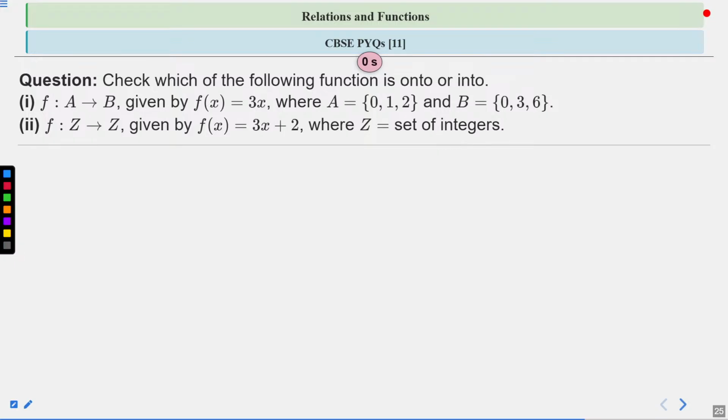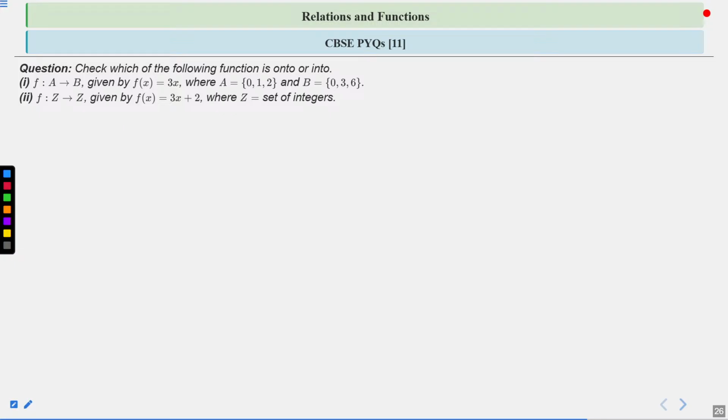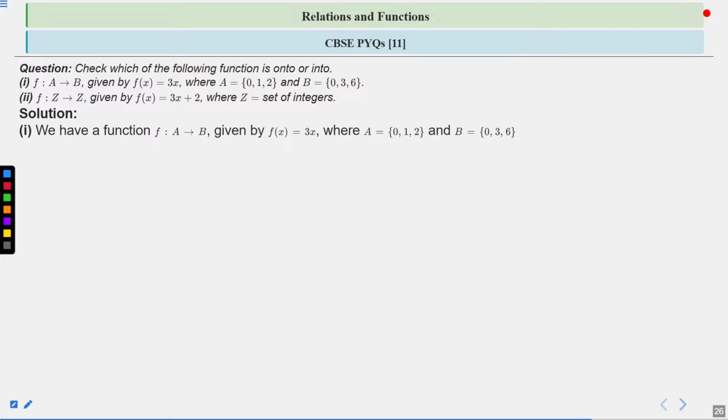Okay, let us move to the solution part. We are given two functions and we basically have to check which of them is onto or into. Question 1 was the function f defined from A to B given by f(x) = 3x, where set A is {0, 1, 2} and set B is {0, 3, 6}. And question 2 was f from Z to Z given by f(x) = 3x + 2, where Z is the set of integers. So let us move to the solution part. Now we have a function f from A to B given by f(x) = 3x, where A is {0, 1, 2} and B is {0, 3, 6}.